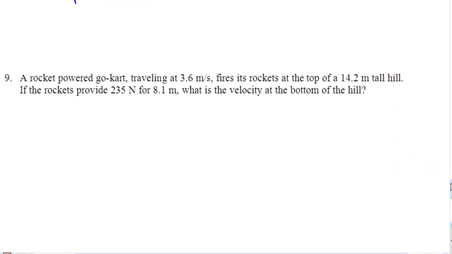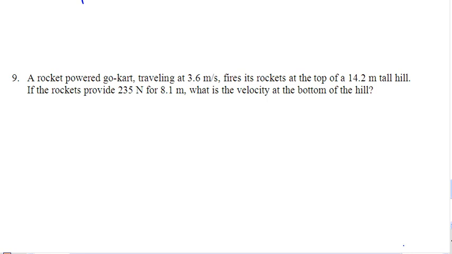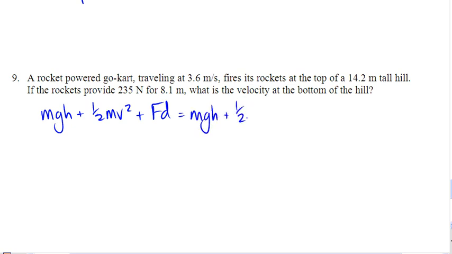Next one, we got a bunch of stuff going on. A rocket-powered go-kart on a hill, moving, rockets fire. This is a big conservation of energy equation. So I would always treat this as a process of elimination. List all the types of energy that you could have, and then take away the ones that you don't end up with. It's a little bit easier than trying to sort out which ones you do have.